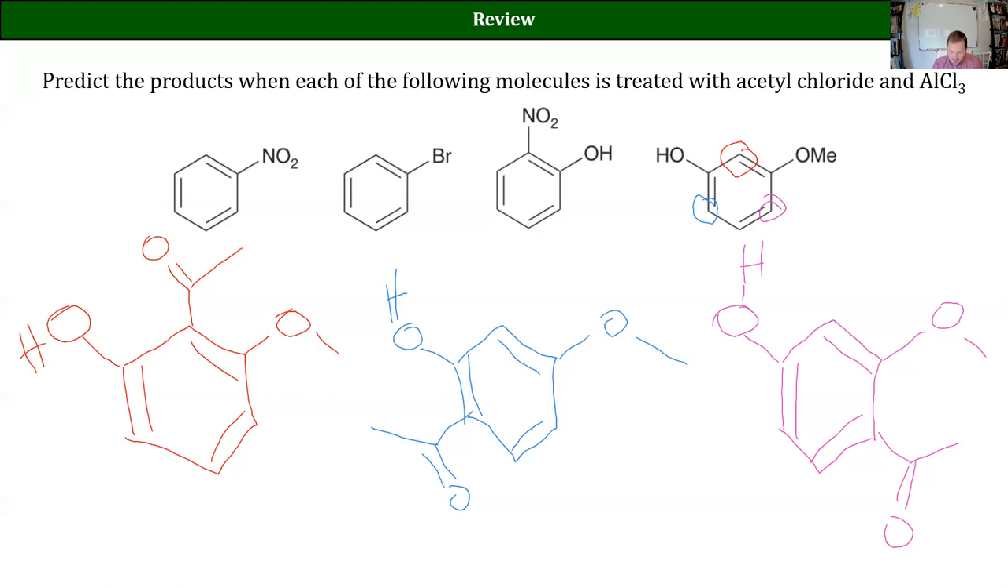So for instance, for the red one, the base molecule would be phenol. And then if it's phenol, then carbon one is where the alcohol is attached. So you could have two acetyl, three methoxy, phenol.